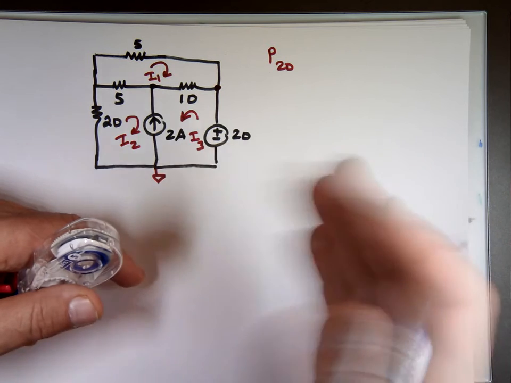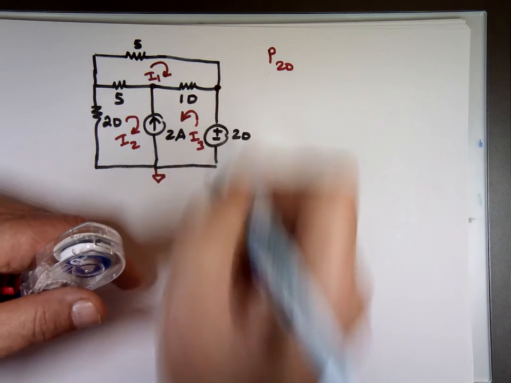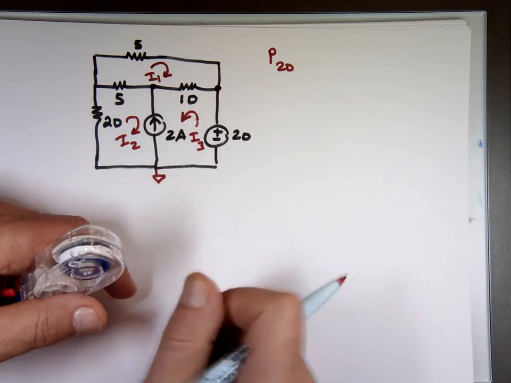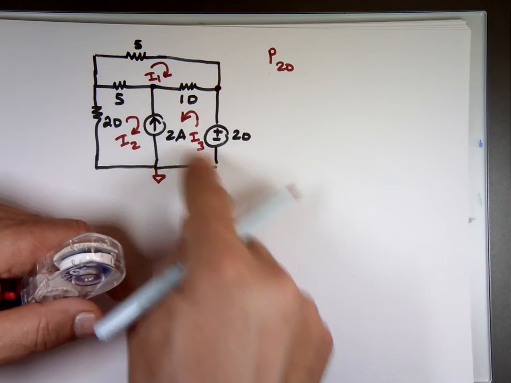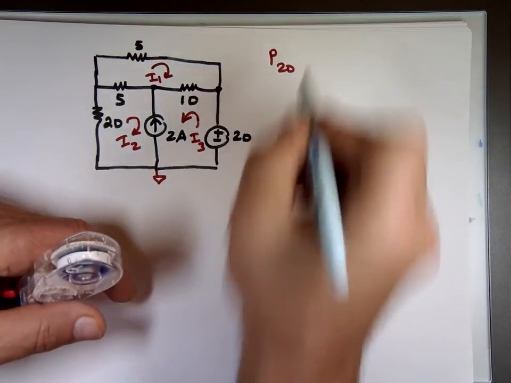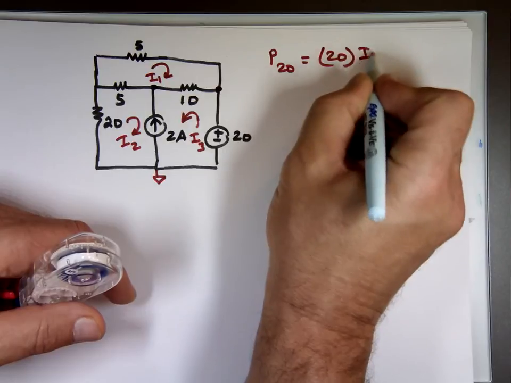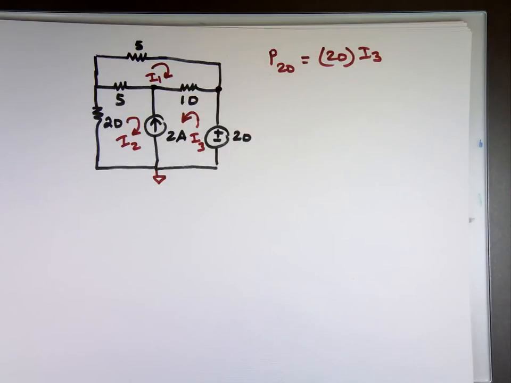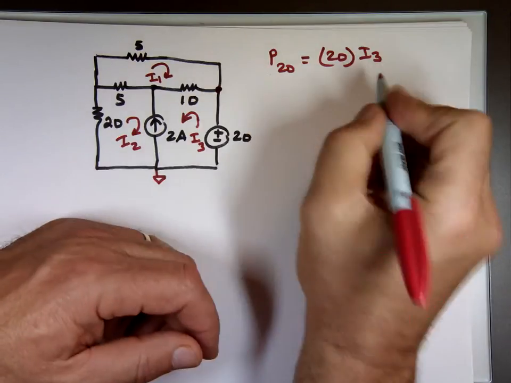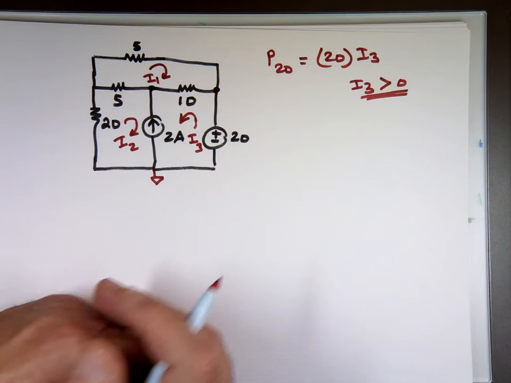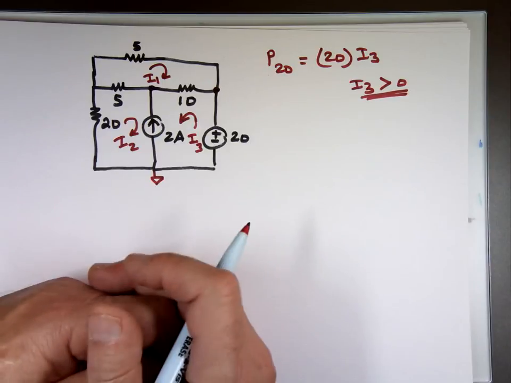So my gut feeling tells me that current is actually going to go in that direction. I could have left it the other way, and I bet you my calculation will say it's a negative number. But if I switch the direction, it's going to be a positive number. So that will be 20 times I sub 3 if I sub 3 is positive. So I'm leaving it like this. Let's see if I sub 3 is positive. Here's a hint: I sub 3 better be greater than 0. It can't be negative for it to be supplying power.